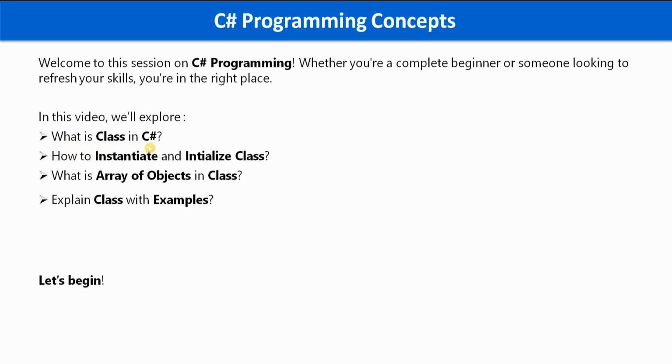What is class in C#? How to instantiate and initialize class? What is arrays of objects in class? And explain classes with examples. So we will discuss all these topics one by one with examples. So let's begin.